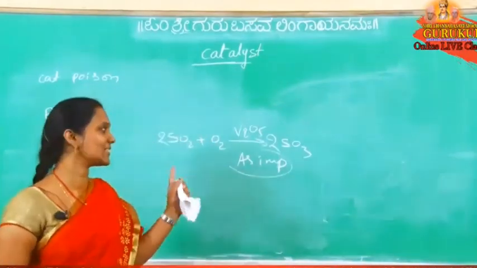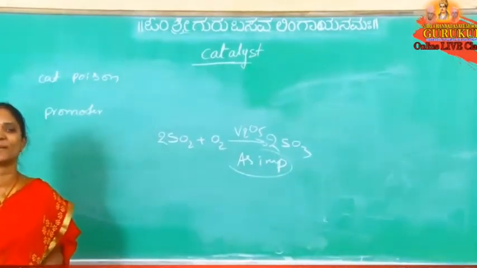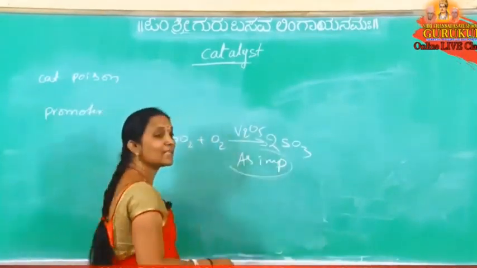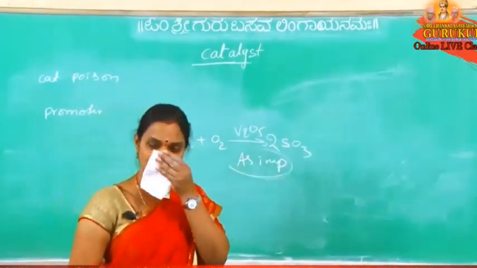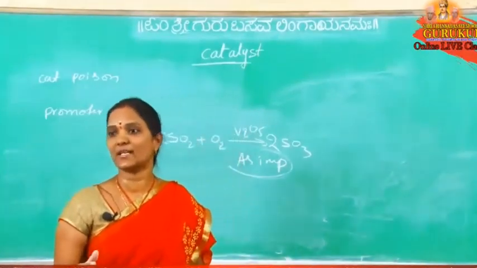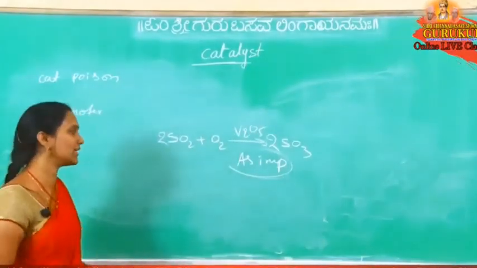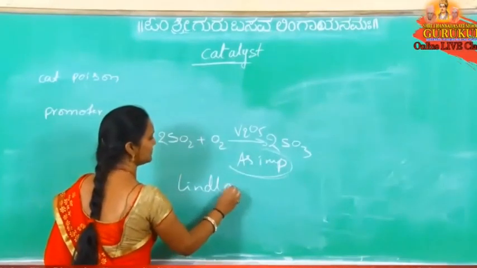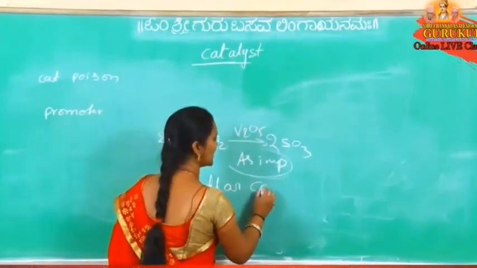Because in the last class also we discussed this one. Arsenic impurities are removed by using ferric hydroxide. So here arsenic impurities decrease the activity of the catalyst. Arsenic impurity is a catalytic poison. This acts as a catalytic poison. Otherwise, the best example, Lindlar's catalyst. Mostly you remember this one, Lindlar's catalyst.